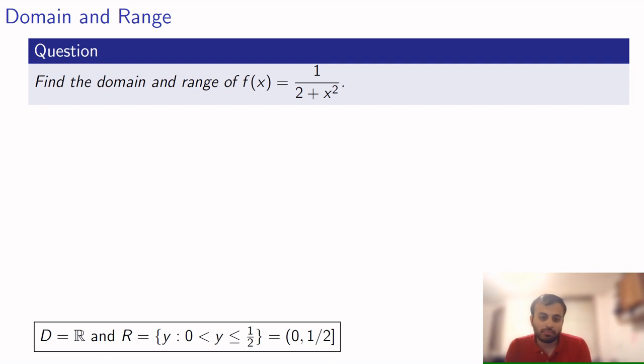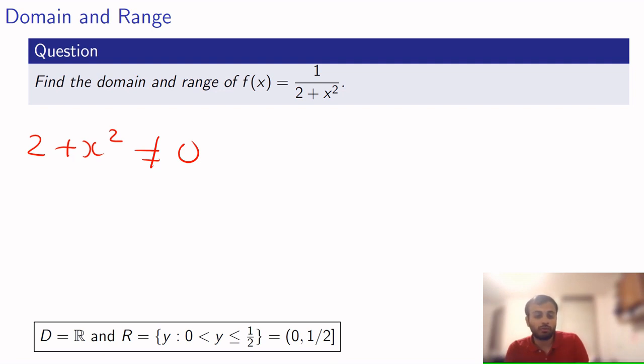So the first problem asks us to calculate the domain and the range of the function f of x equal to 1 divided by 2 plus x square. A general approach for these kinds of problems is to make sure that the denominator never goes to 0. Why? Because if the denominator goes to 0, then the function becomes 1 by 0, which is undefined. So to calculate the domain, the only condition we need to apply is to make sure that 2 plus x square is never equal to 0.